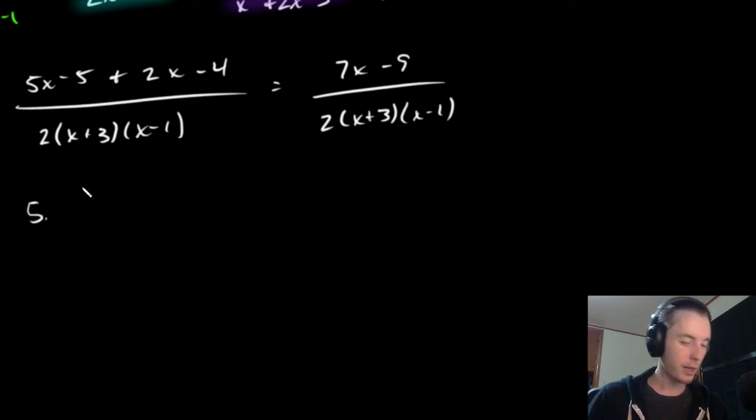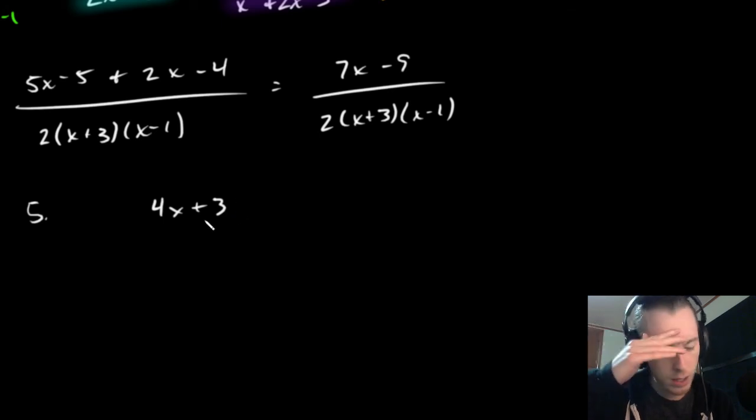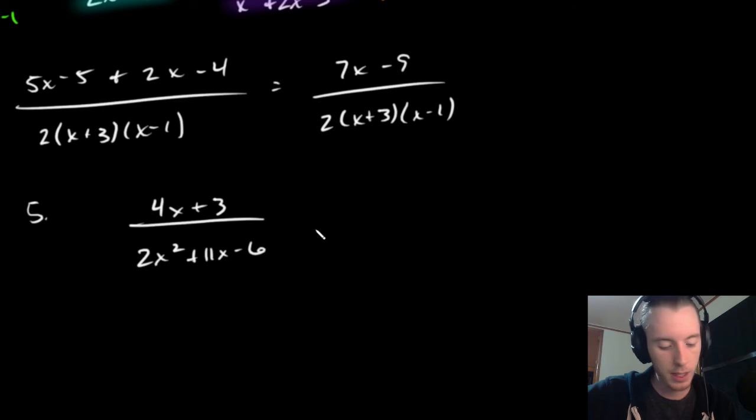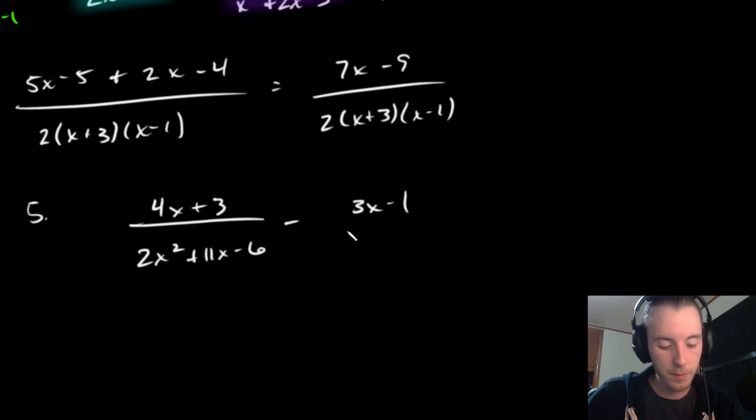Moving on, you go to number 5. I'm going to think ahead here. Oh, I can't see that far away. Is that a 4x plus 3? 4x plus 3. Oh, 2x squared plus 11x minus 6. Man, that's hard to see from so far away. 3x minus 1 over 2x squared minus x.